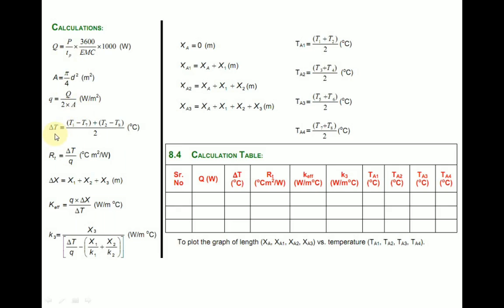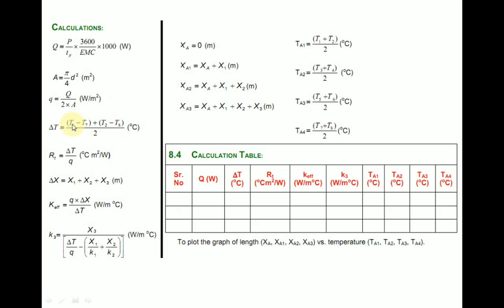Then after that we need to find the delta T. So delta T is nothing but what? It is the temperature difference between the surface of the heater and the surface of the press wood. As we have a plate above and below the heater, that's why we took the average temperature. So it is T1 minus T7 plus T2 minus T8.